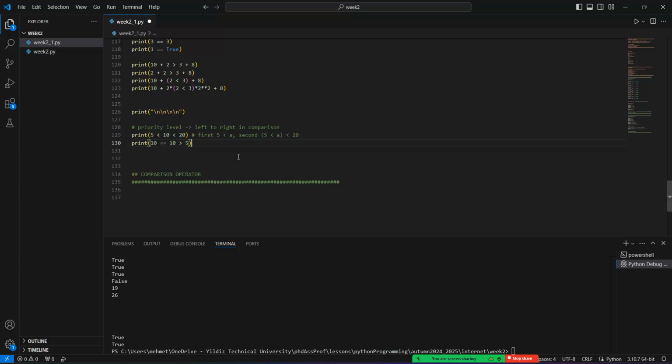Okay, and so if I choose 3 smaller, 5 smaller, 20 greater than 10, what's the result of this code based on this information? Firstly, this is true or not? This is true. 5 smaller than 20 is true, and 20 greater than 10 is true, and so the output must be true, right?